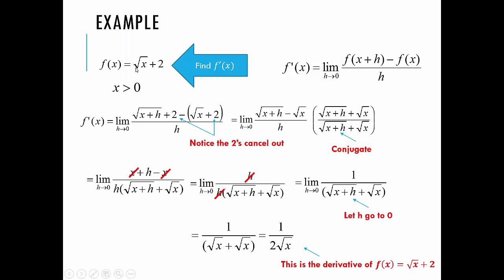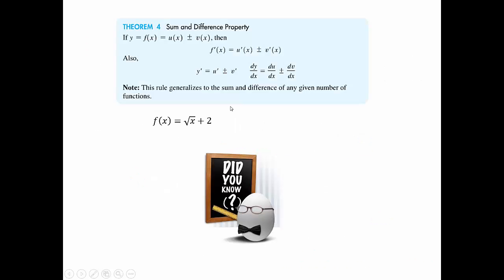So we had this example here where we found the derivative of the square root of x plus 2. And how did we find the derivative? We went through all these steps. So we've done this already, and this was the derivative for this function. Well, now we're going to find a way to do a shortcut.